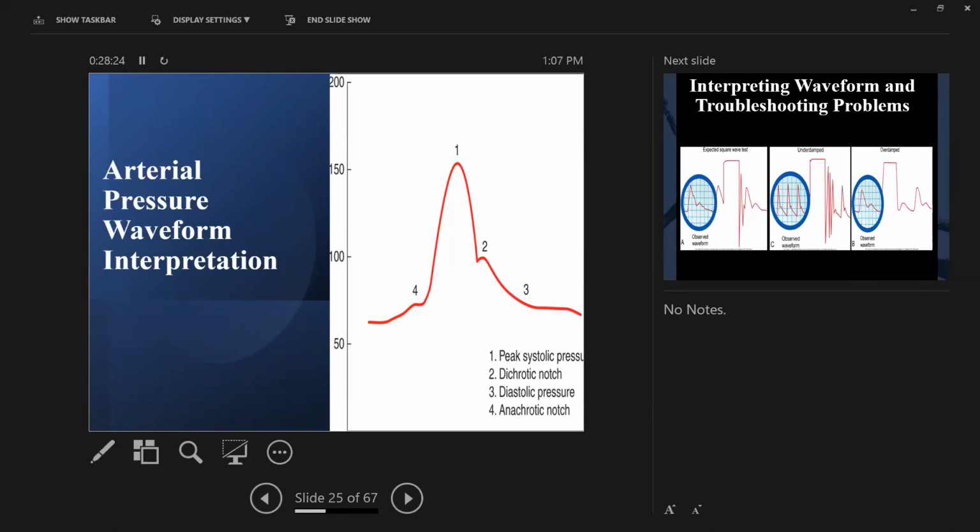If you don't have this type of waveform for your art line, something is wrong. So we've got to troubleshoot because it should look like this. This is a very characteristic art line waveform. Now, the higher the blood pressure, the higher the peak of that number 1 is going to be, so you're going to have a bigger waveform. The lower the blood pressure, the smaller the waveform. That totally makes sense, depending on what that blood pressure is.